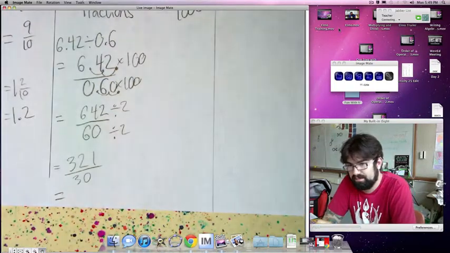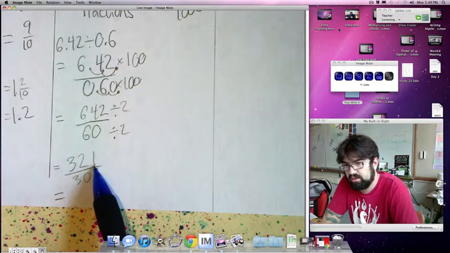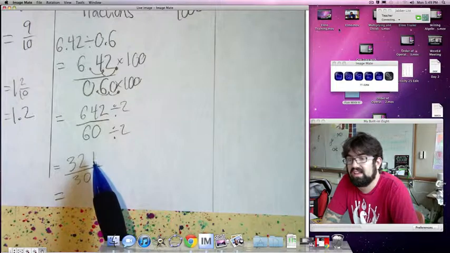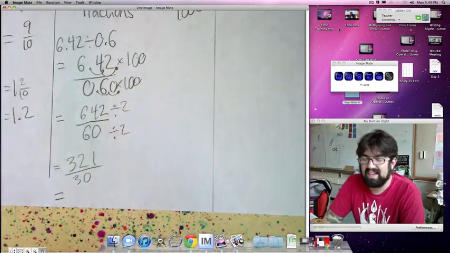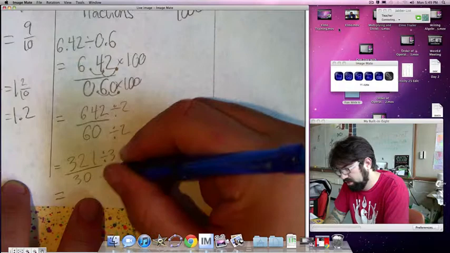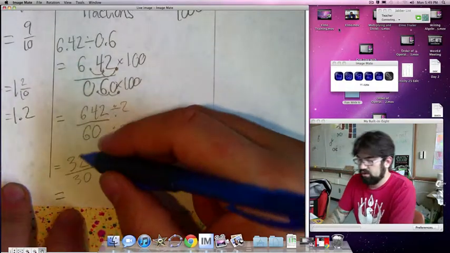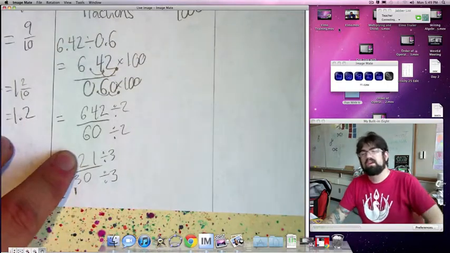Here's a real cool trick. 3 plus 2 is 5. 5 plus 1 is 6. If I can add the numbers together and whatever their numerator sum is, I can divide that by 3. I can divide the whole thing by 3. So I can actually divide top and bottom by 3. 3 divided by 3 is 1. What's 21 divided by 3?